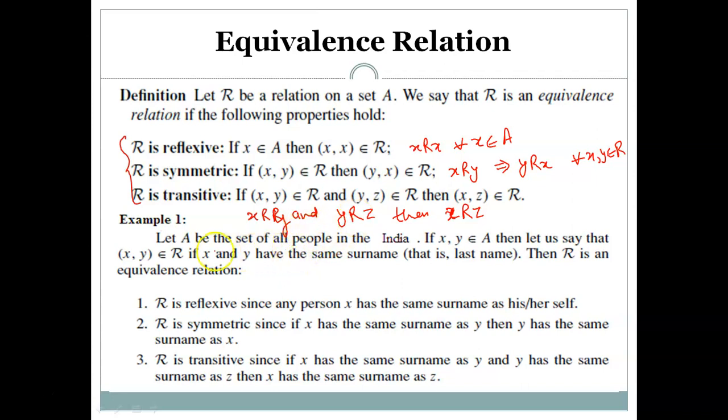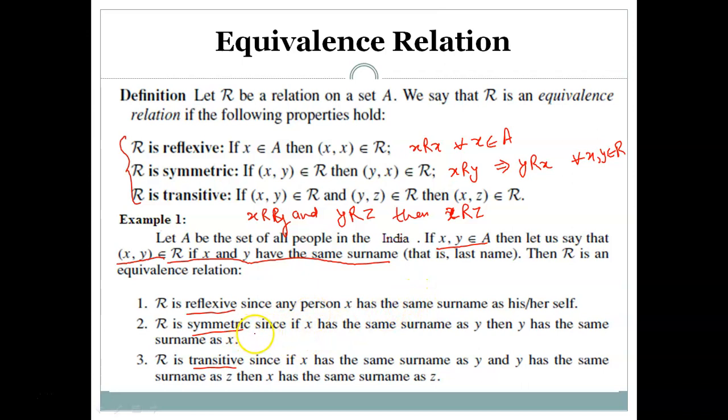A very simple example from real life: if A is the set of all people in India, let us say that (x, y) belongs to R if x and y have the same surnames, that is the last name. Then R is an equivalence relation. You can examine all the properties. The first one is reflexive. Every person itself has the same surname, so x is related to x.